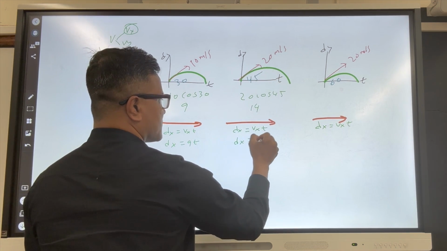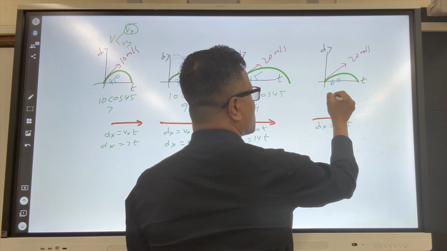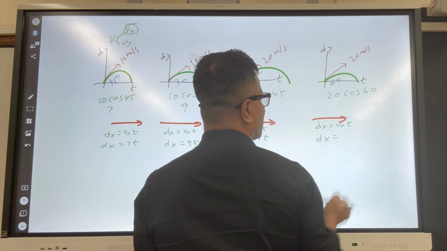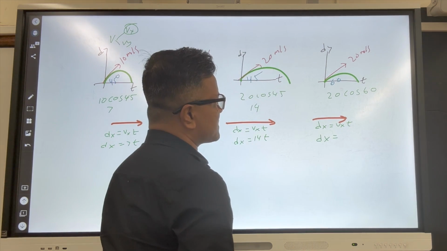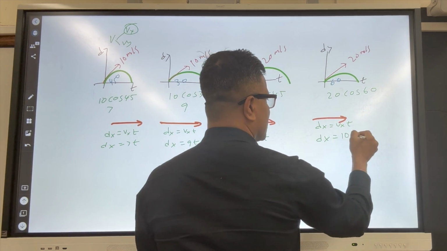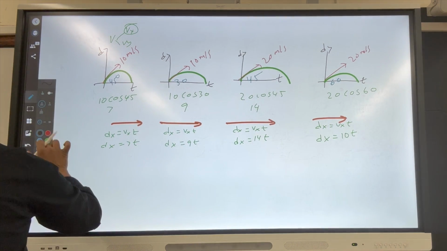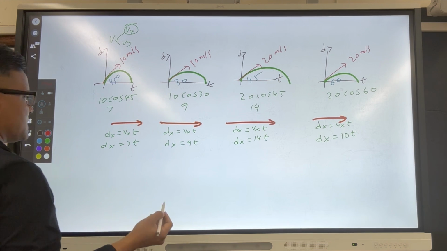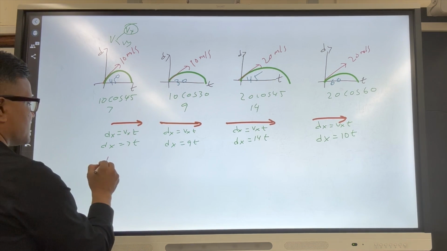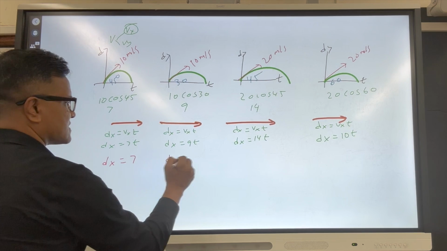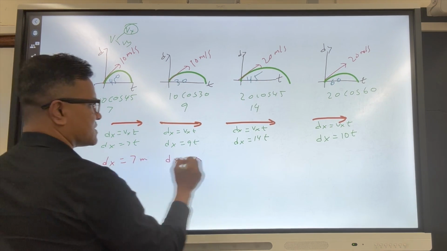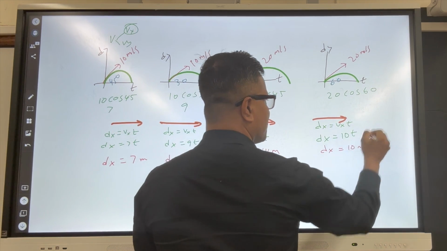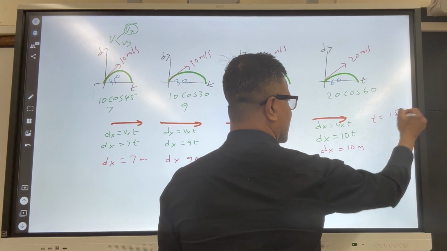I'm going to just write 14t. 20 cosine 60 is 10, I believe, so 10t. One thing you know is that t is the same, because the height is the same. If height is the same, t is the same. So let's say t is 1. So dx is 7 meters, 9 meters, 14 meters, and 10 meters, keeping t the same at 1 second.